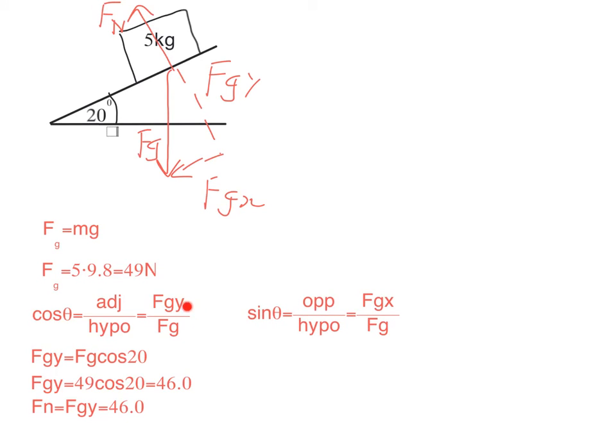So hopefully you can see that this structure and this structure look very similar. The only thing that is different is really sine and cos, and which ones happen to fit in there. So to get from here to here, I took FG and multiplied it to the other side. That's what I'm going to do here. I'm going to take FG and multiply it to the other side. So I'm going to get FGX is equal to FG sine of the angle.